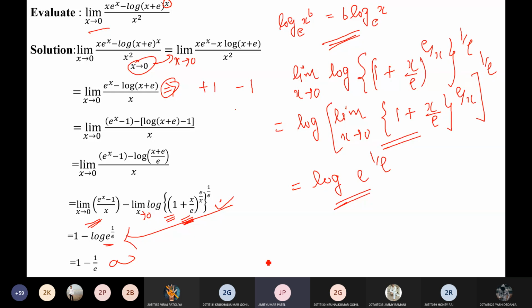Now, is there any confusion? No, no, no, no. Okay. So how many students understand this? Please raise your hand.